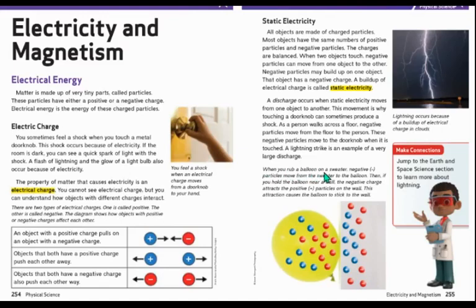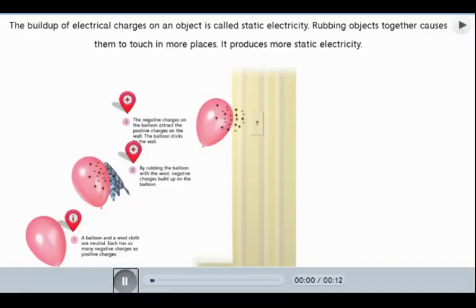When you rub a balloon on a sweater, negative particles move from the sweater to the balloon. Then, if you hold the balloon near a wall, the negative charge attracts the positive particles on the wall. This attraction causes the balloon to stick to the wall. The buildup of electrical charges on an object is called static electricity. Rubbing objects together causes them to touch in more places. It produces more static electricity.